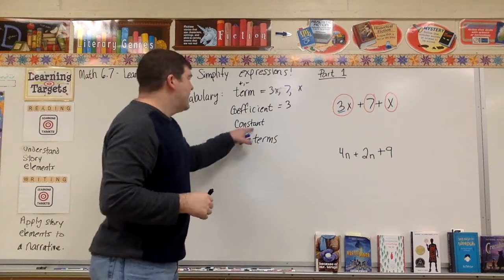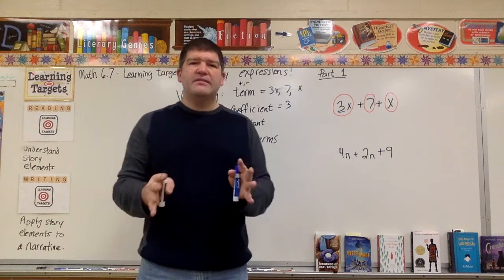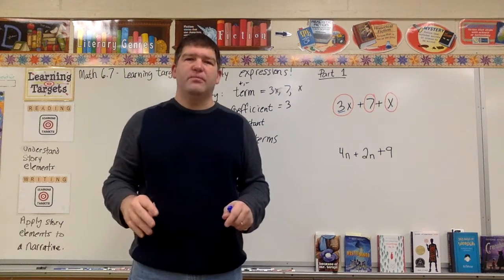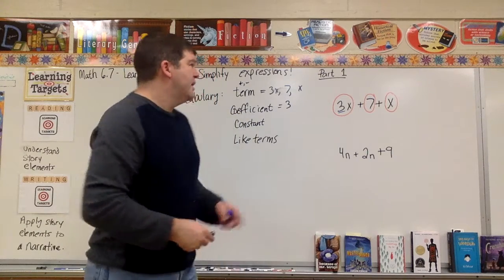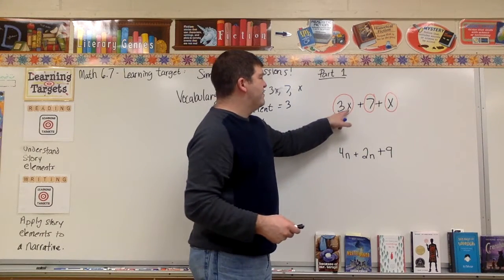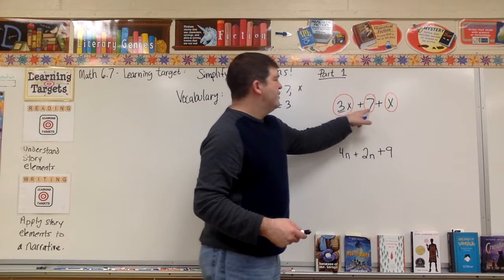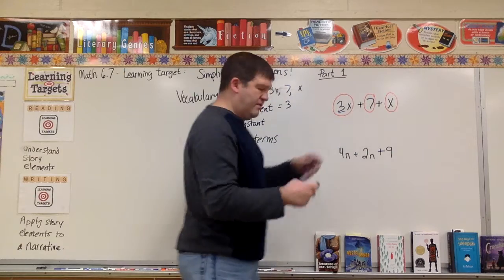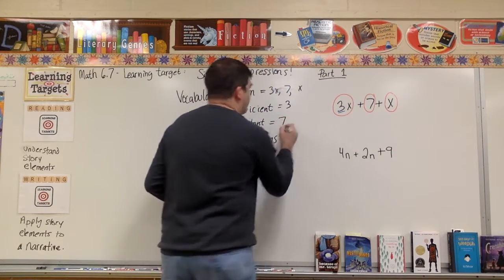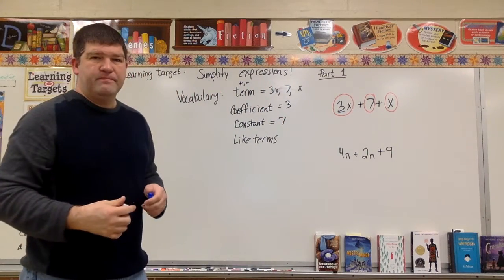Okay? Constant. Constant is a number that has no variable. It's just a number. And in here, here's a coefficient with a variable. Here's just a number, and here's a variable. So 7 is my constant.